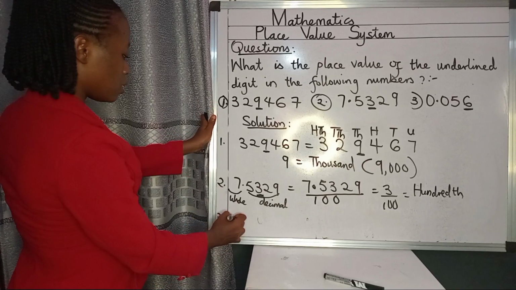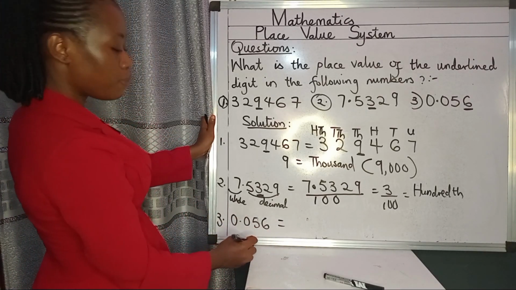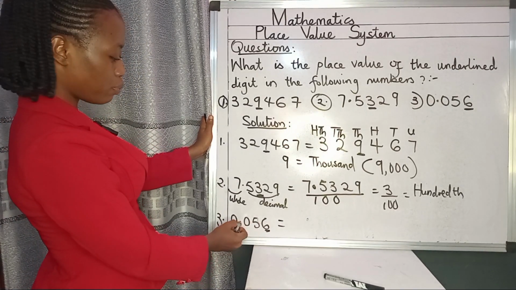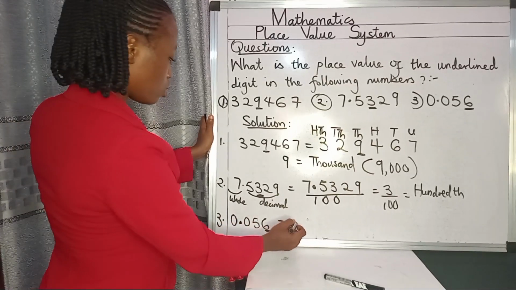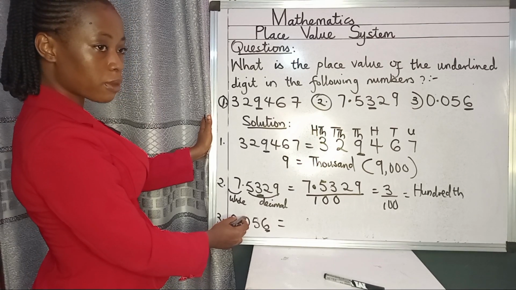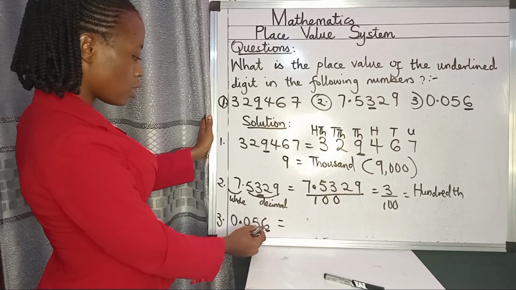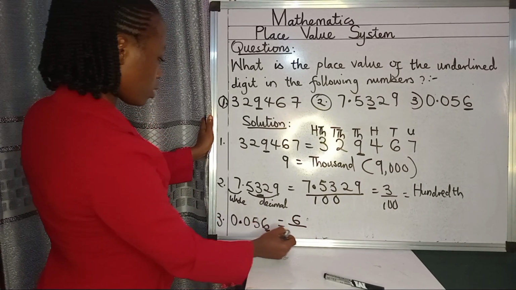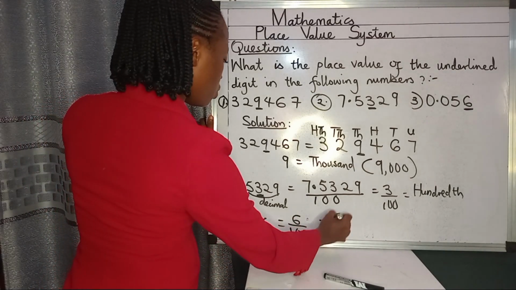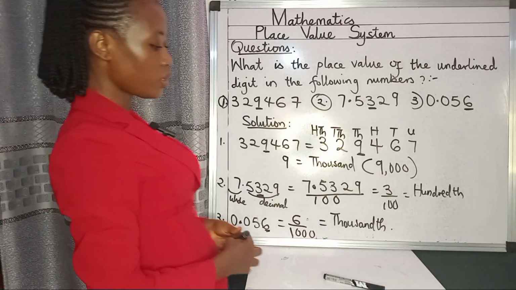And lastly, we have 0.056. We're looking for the place value of 6. Now, 6 is, let's count, 1, 2, 3. 6 is on the third position after the point. Now, this is tenth for the first digit after the decimal point, followed by hundredth, followed by thousandth. So this 6 will give us 6 over 1000. So the place value of 6 here is thousandth. So very simple, right?